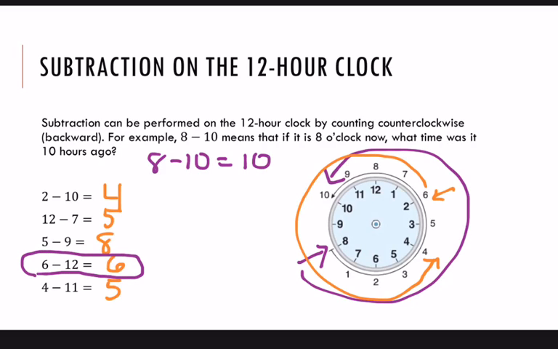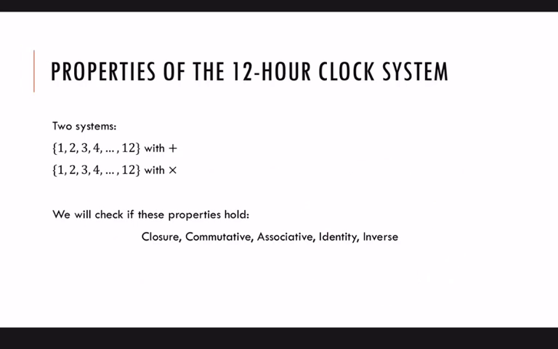Now notice this one, 6 minus 12 is 6. You can see that it's easy to back up 12 hours exactly. You end up at the same time as you started with, just a different AM or PM. All right, so that's kind of the basics of how you would do clock arithmetic, and then I'm going to stop the recording here, and we'll pick up in a second video with properties of the 12-hour clock system.